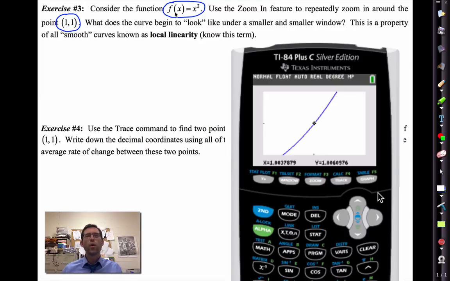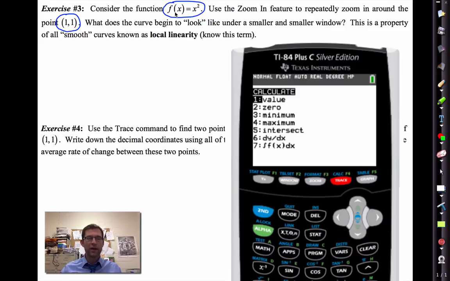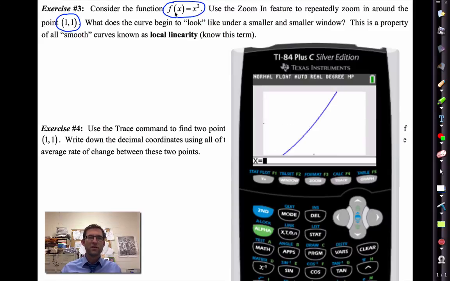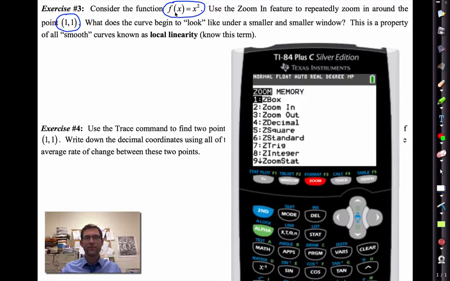But let's zoom in one more time. So I'm going to go back into the calculate menu. I'm going to go down to value, right? I'm going to put x equals 1 in, just to put the cursor at 1, 1. That's all. That's the only reason. Now I'm going to hit zoom, and I'm going to go in.